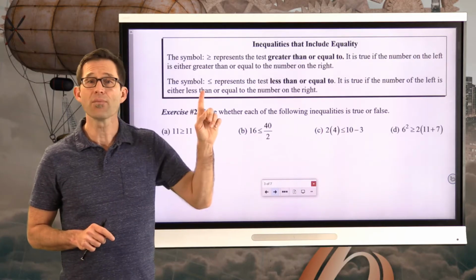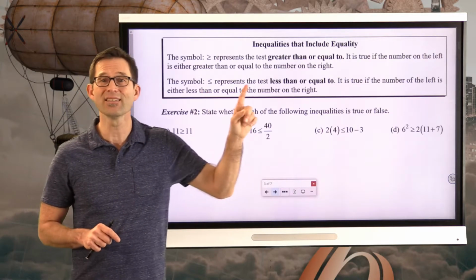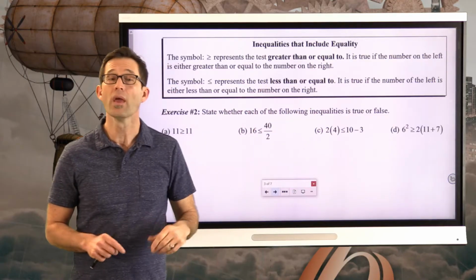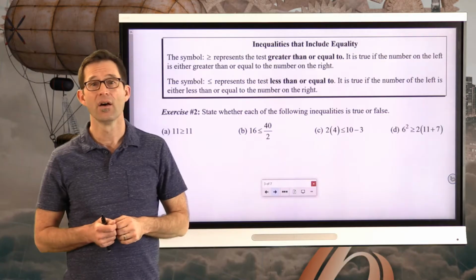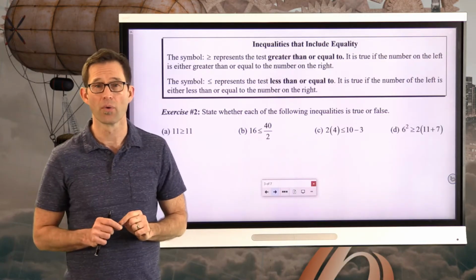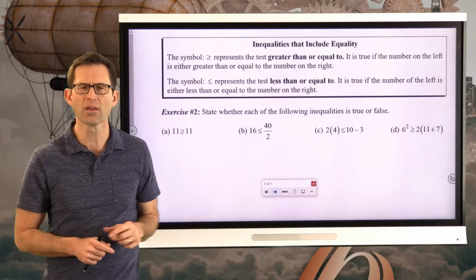And the same thing goes for this symbol. This is the less than or equal to symbol. It's going to be true if the number on the left is either less than or equal to the number on the right. So let's take a look at this.